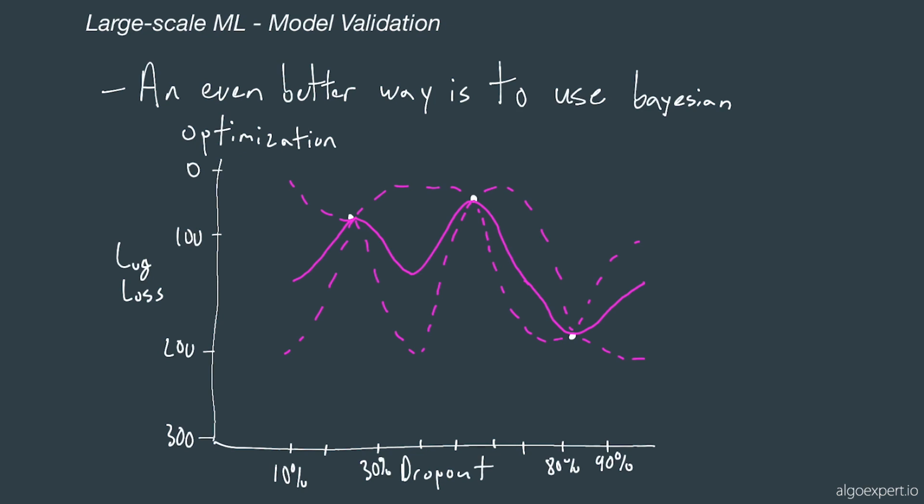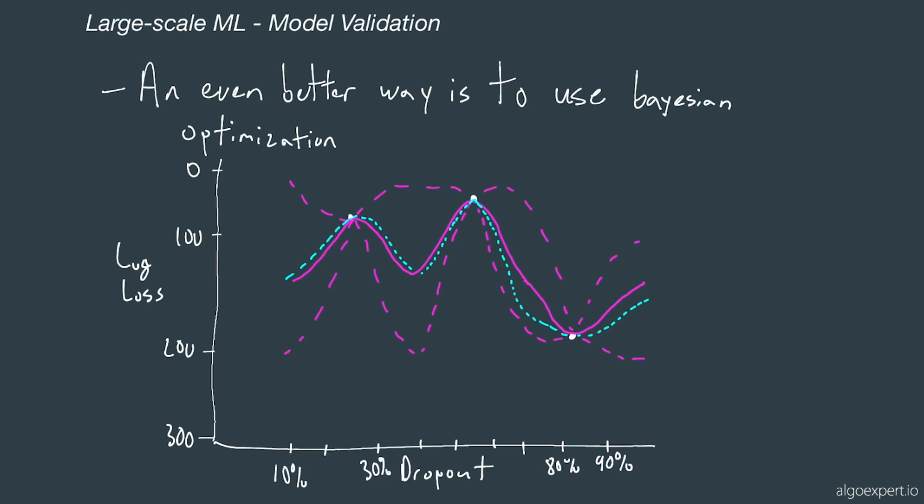Now, if we were to continue this process for every single possible value of dropout, then we would get some result that looks like this. And what's interesting is we've roughly approximated the true function here with something called a surrogate. So this is the surrogate, and this would be the real function that would be generated had we actually run through all the possible values of dropout.